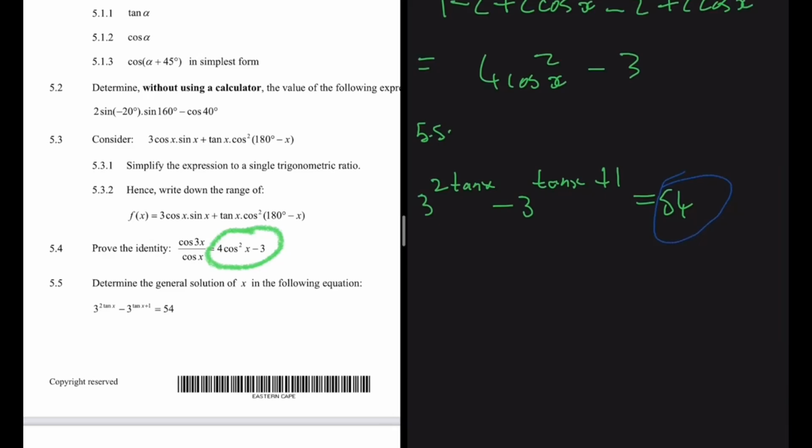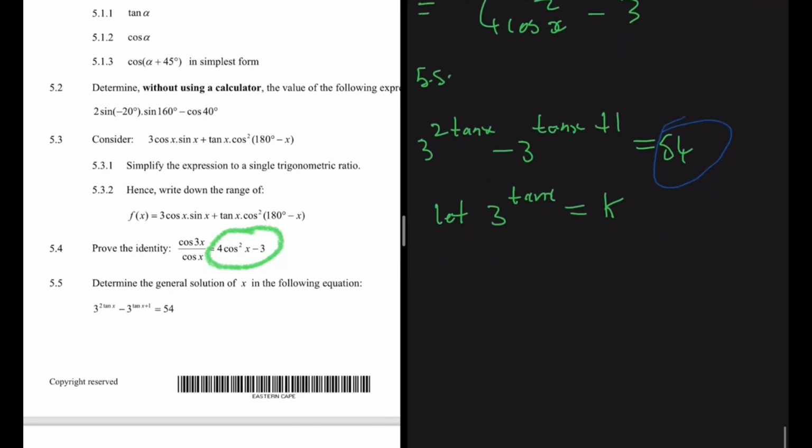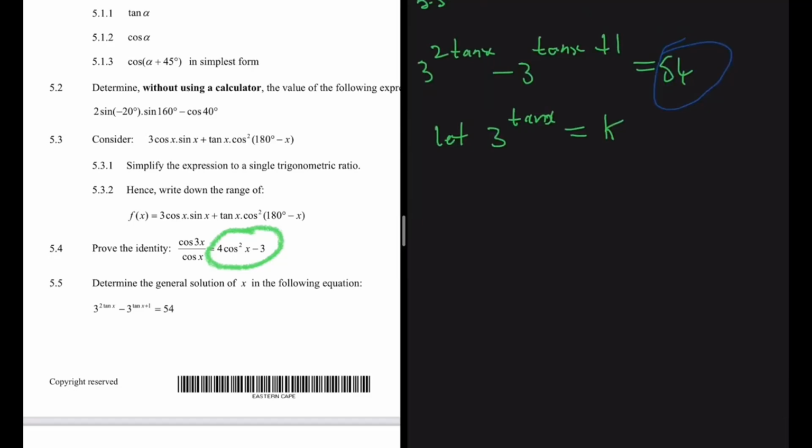So let's say let 3 to the tan x be equal to k, right? Because 3 to the tan x is just a lot to process, but k is simple and straightforward. If we do that, in place of 3 to the power 2 tan of x, right, we're just going to get k squared, right? You can work that out and see if it makes sense.